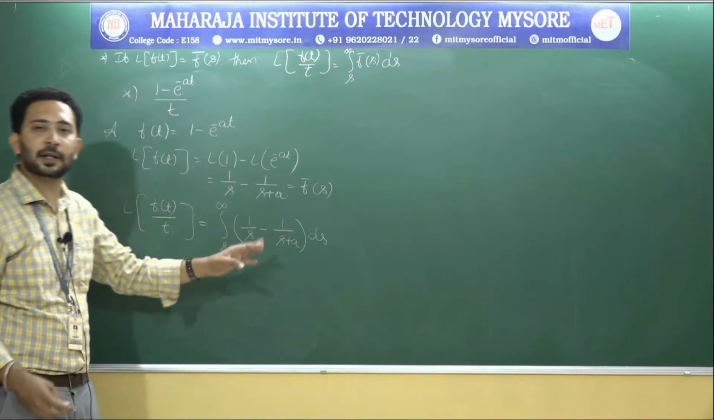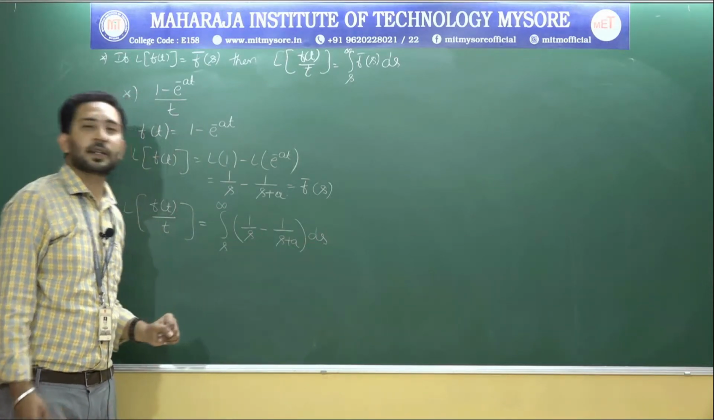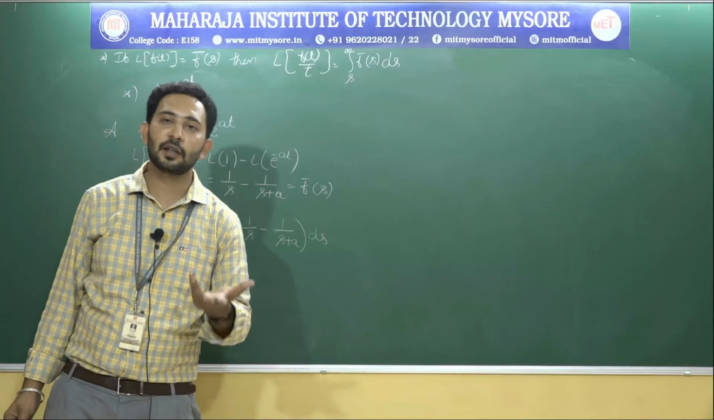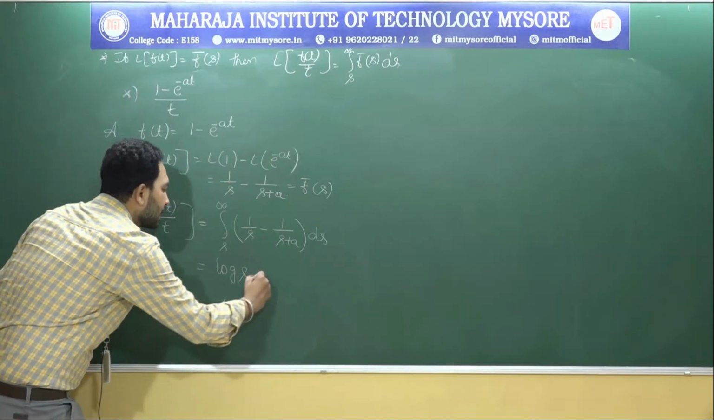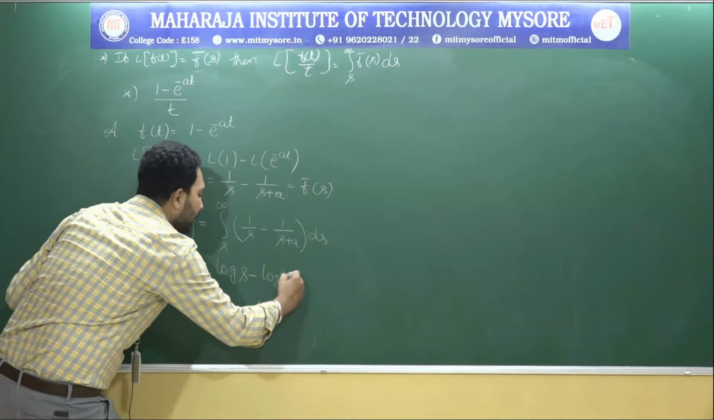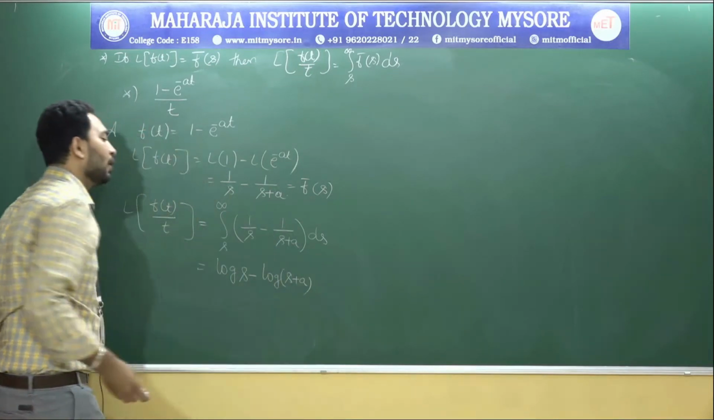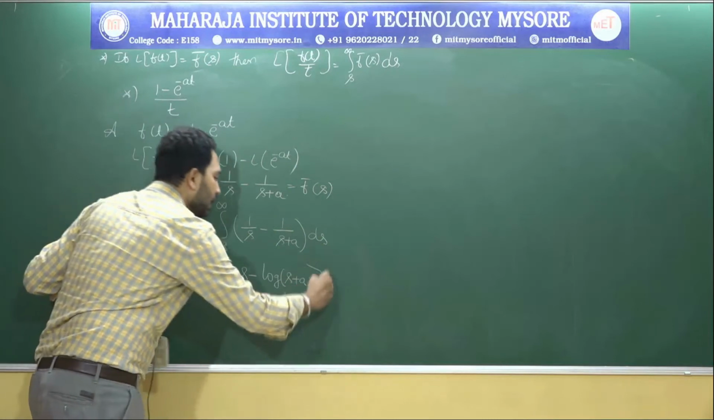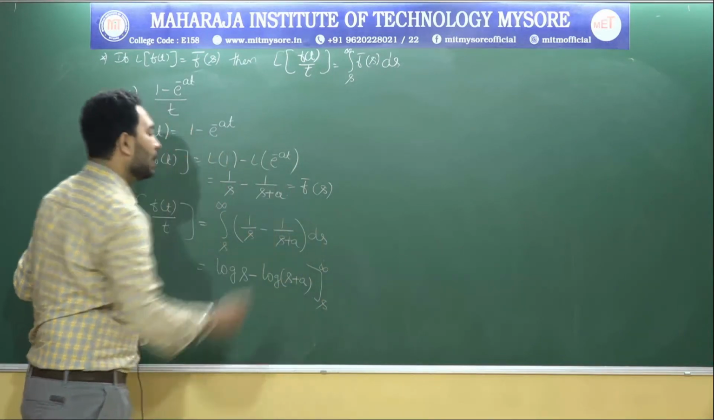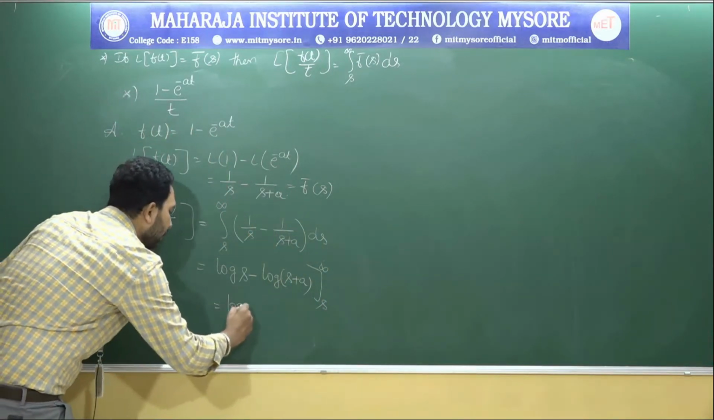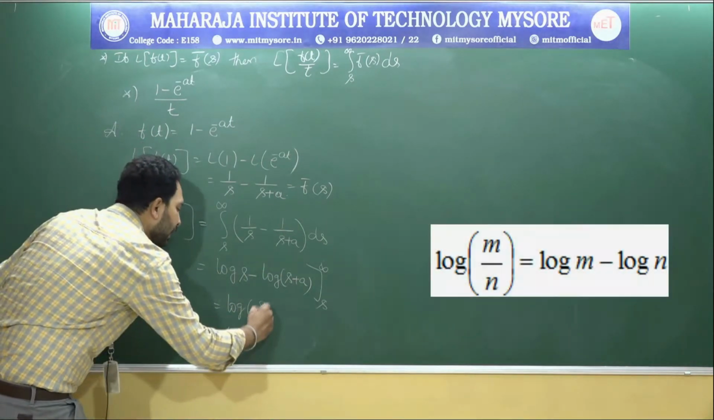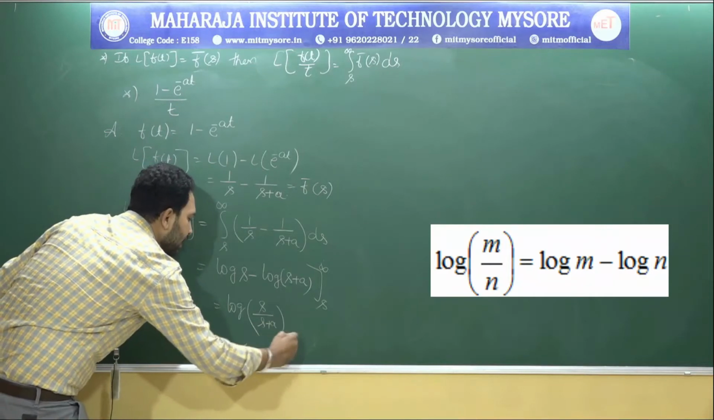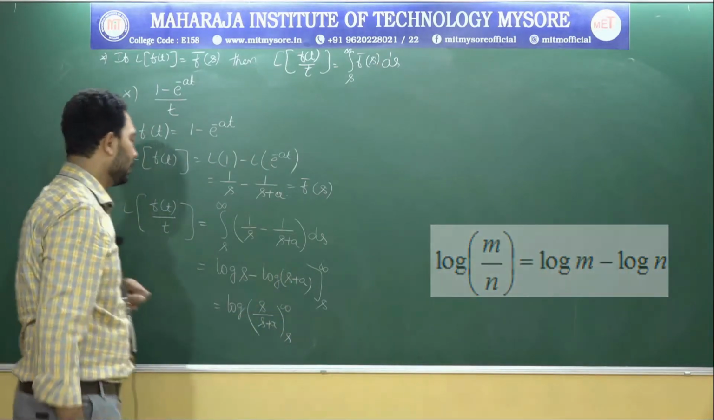Next, integrate this with respect to s. What is the integration of 1 by x? It is log x. So apply that, we will get log s minus log of s plus a. Integration of 1 over s plus a is log of s plus a, limit from s to infinity, and we have the formula log m minus log n. It is log m by n. Log s divided by s plus a, limit from s to infinity.